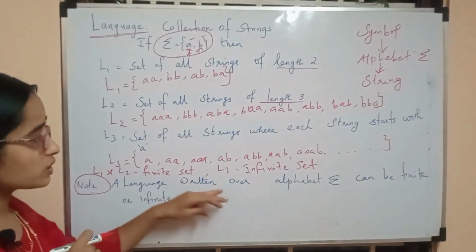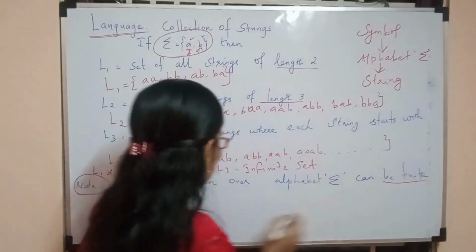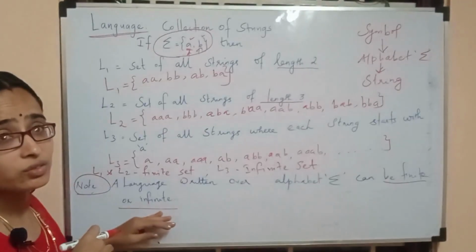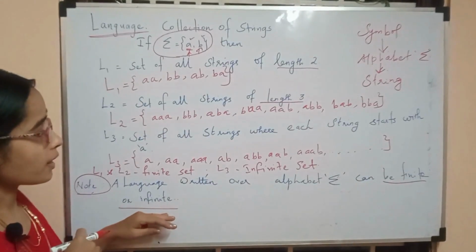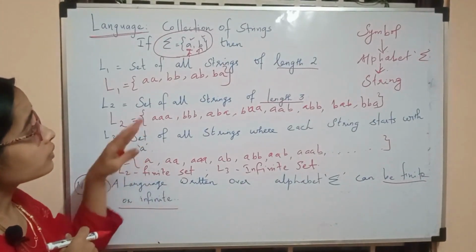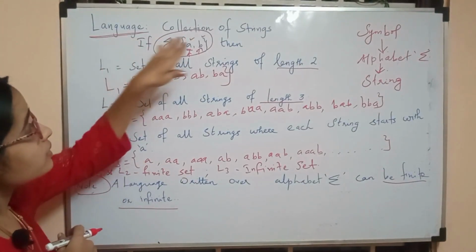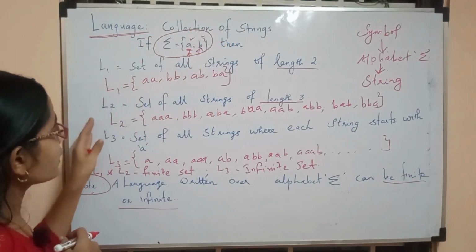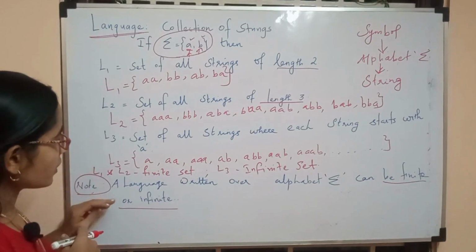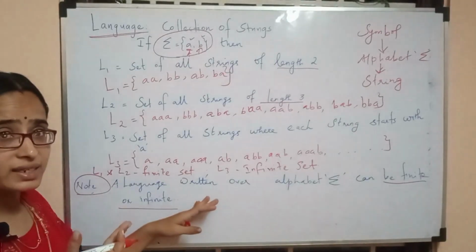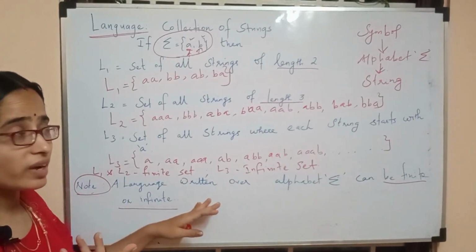So from here we are concluding that a language written over alphabet sigma can be finite or infinite. Both are possible. This is what a language is in the theory of computation. Just to revise, a language is a collection of strings. We have defined three languages, and from that we conclude that a language may be a finite set or an infinite set.